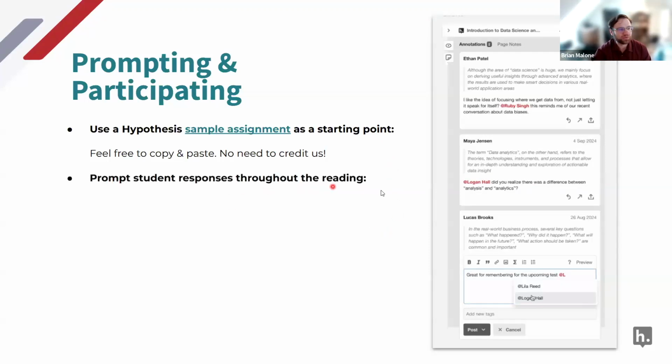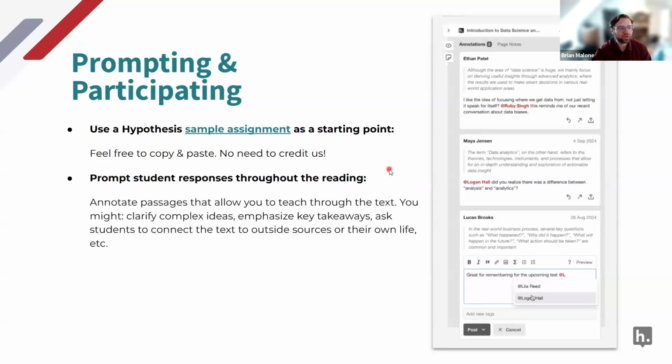You can also prompt student responses throughout the reading. This is one of the most powerful uses of our tool. What I mean by this is you might annotate passages that allow you to teach through the text. This would include things like adding your own annotations that clarify complex ideas, emphasize key takeaways, ask students to connect the text to outside sources in their own life, etc. So this is just you going through the text yourself and bringing students' attention to specific moments in the text, emphasizing those key takeaways and planting the discussion yourself.